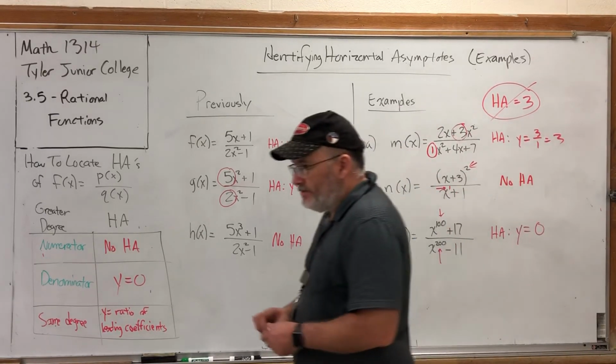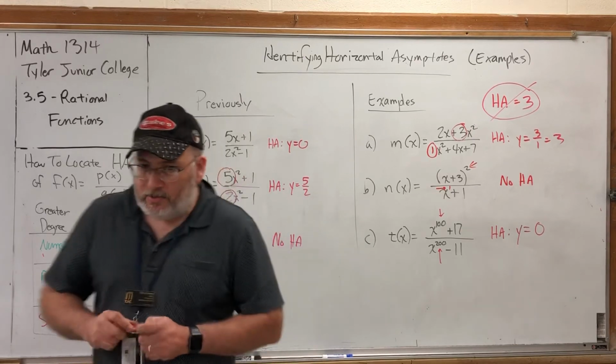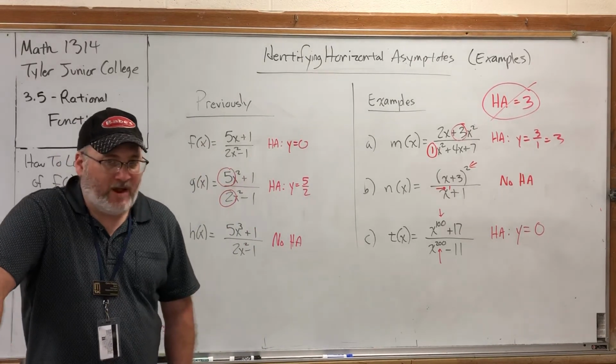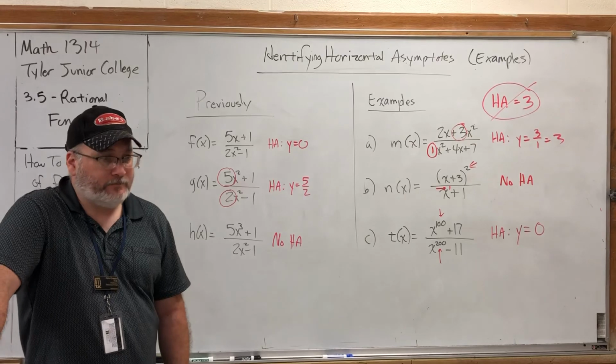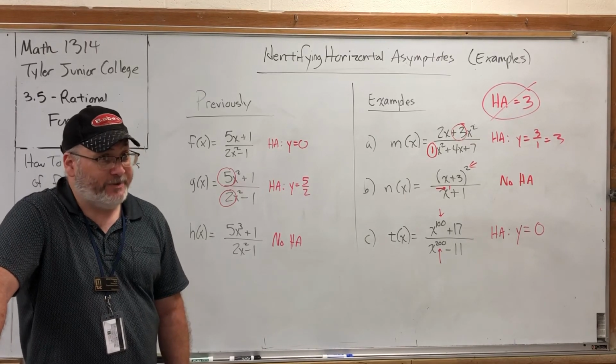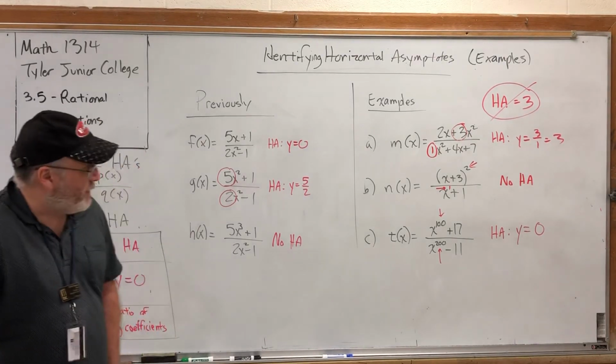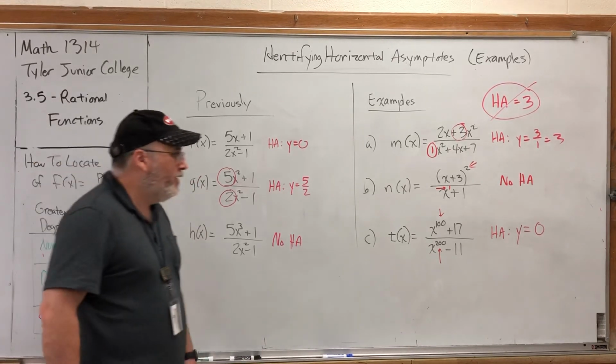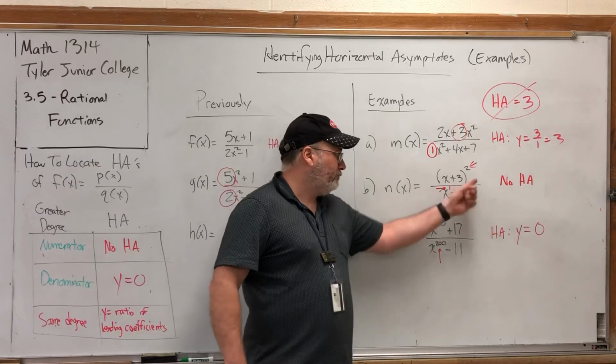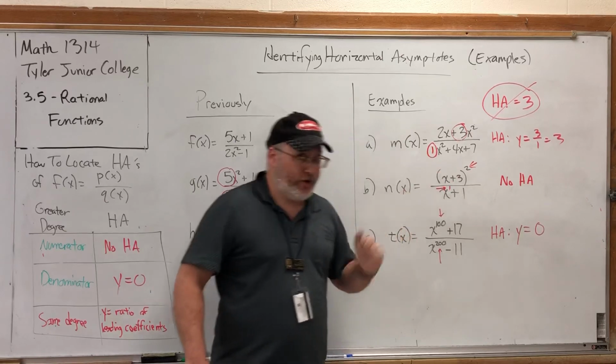So it's really easy to identify the horizontal asymptote of a rational function if you can easily ascertain the degrees, which are usually pretty transparent. You just go look for the highest power. Every once in a while, you'll have a little bit of trickery like that.